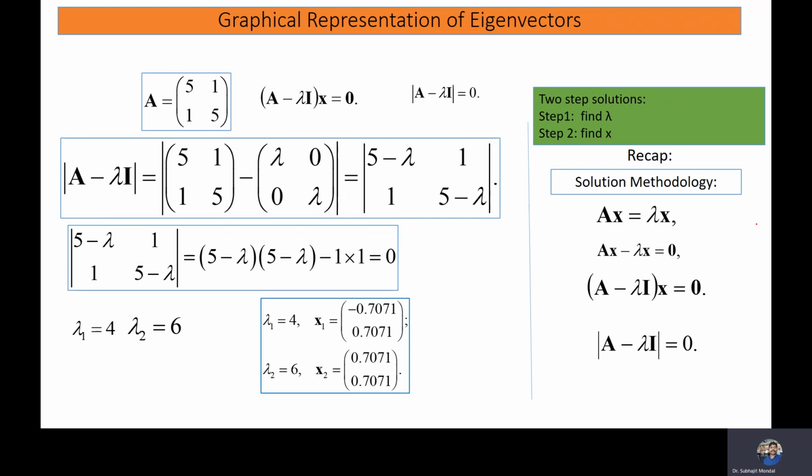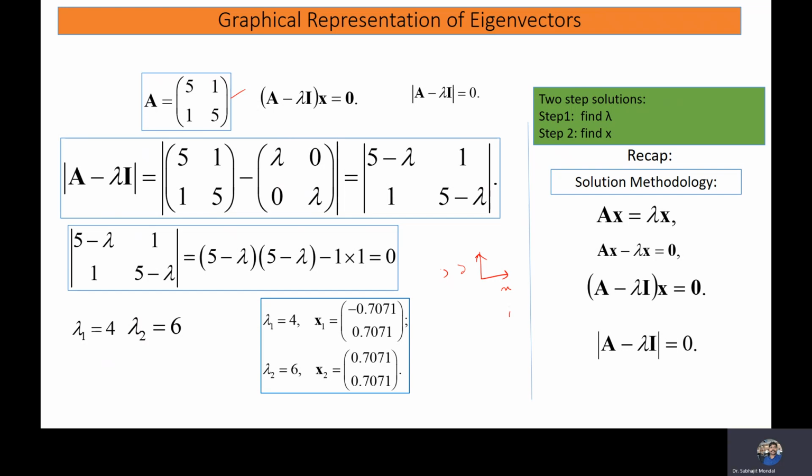So an eigenvector is a special vector: when it operates on a square matrix, it gives the same vector. Here we have a 2 by 2 matrix. Why have we taken a 2 by 2 matrix? It is very easy to represent in a planar way, where we have x and y, or you can say i and j coordinates. It is easy to visualize.